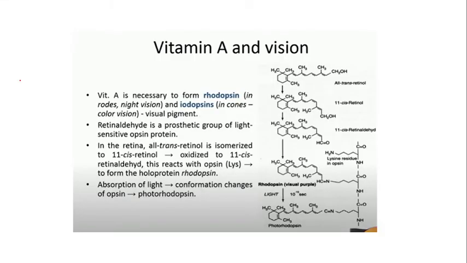So vitamin A and vision. Vitamin A is necessary to form rhodopsin and opsin. These are visual pigments. Retinaldehyde is a prosthetic group of light sensitive opsin protein.